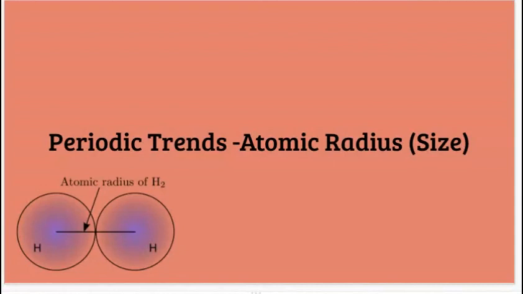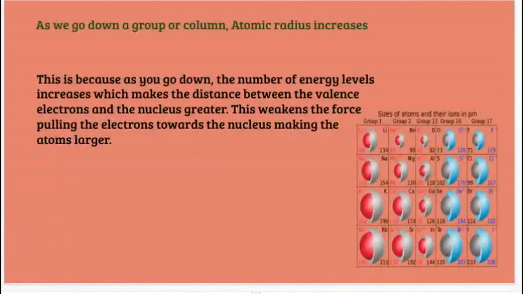Now, we're going to look at what happens as you go down a group and across a period in the periodic table. Now, as you go down a group, atomic radius is going to increase. That means they get bigger. And most kids don't have any trouble with this because that makes sense to them. And the reason they get bigger as you go down is you add an energy level. Every time you move down one in a group, you add an energy level.